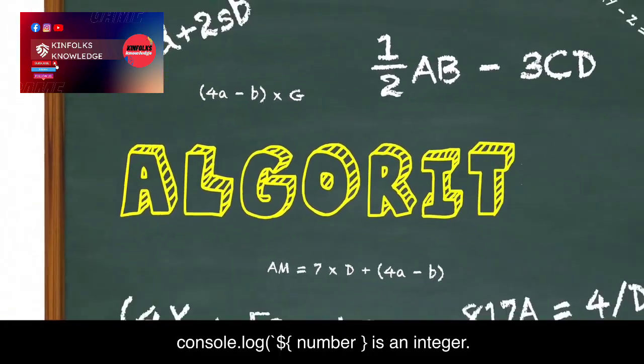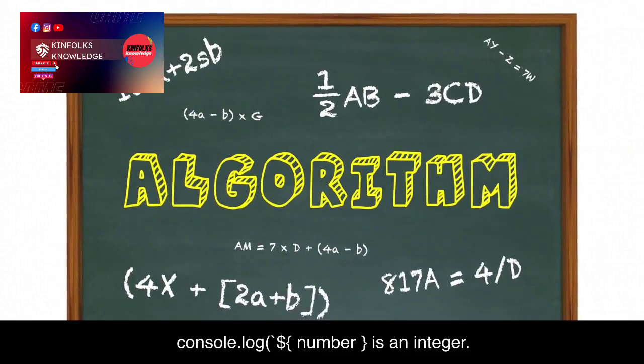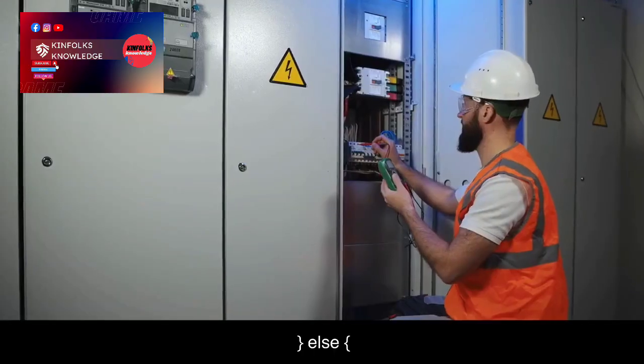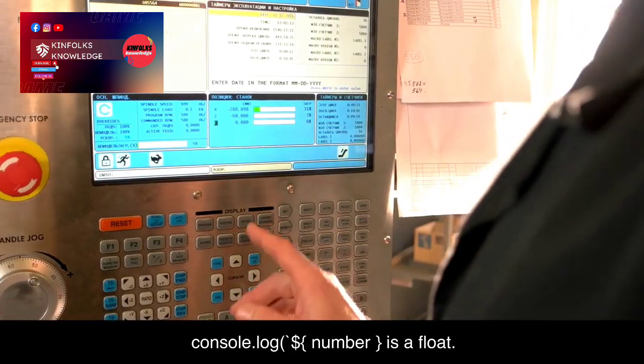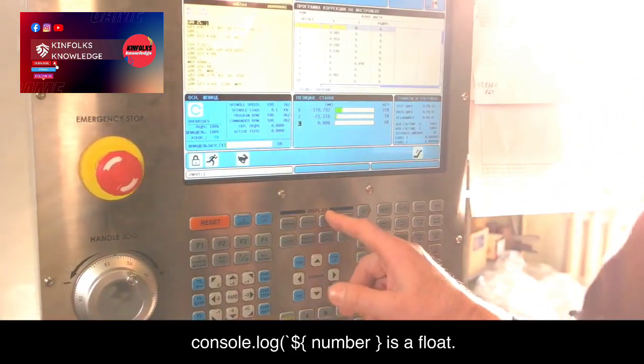console.log(`${number} is an integer`); else console.log(`${number} is a float`).